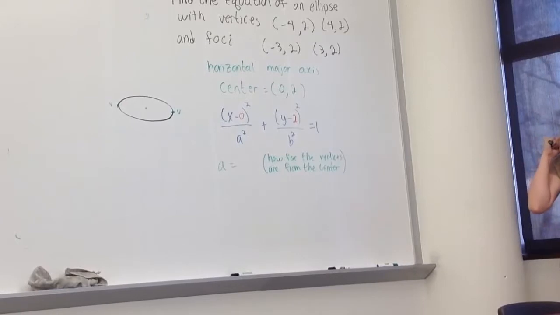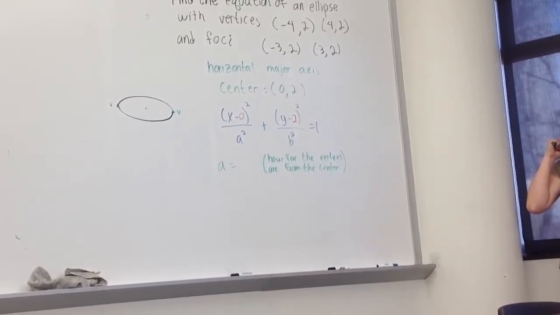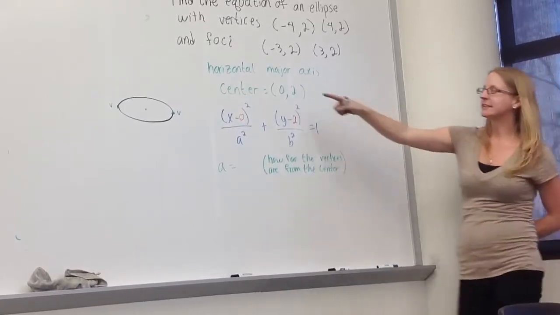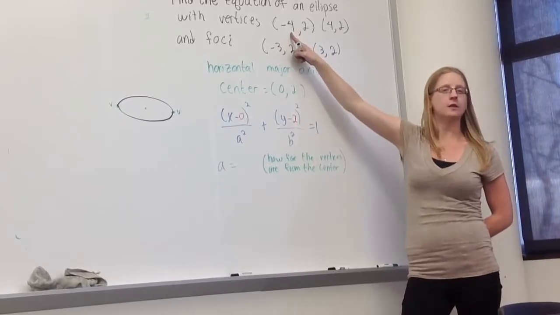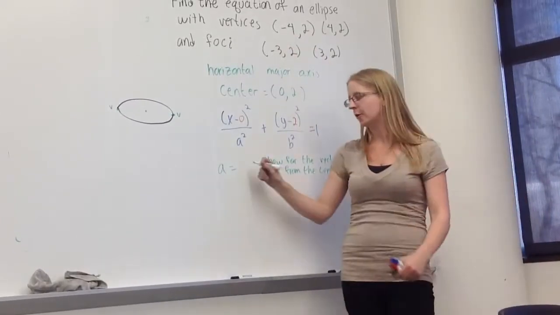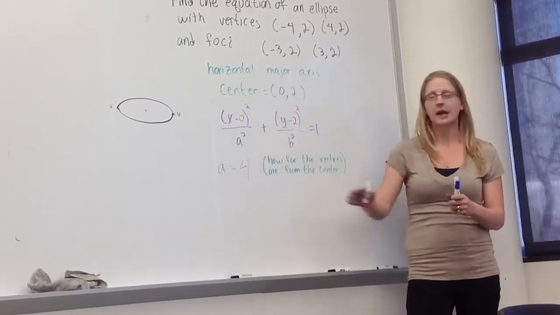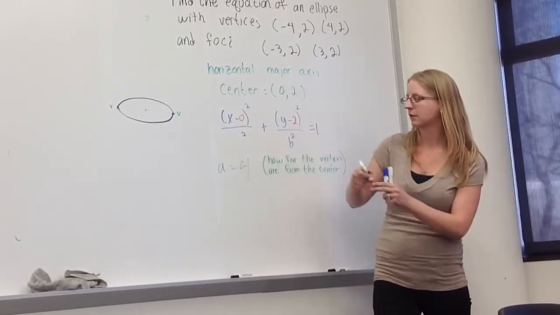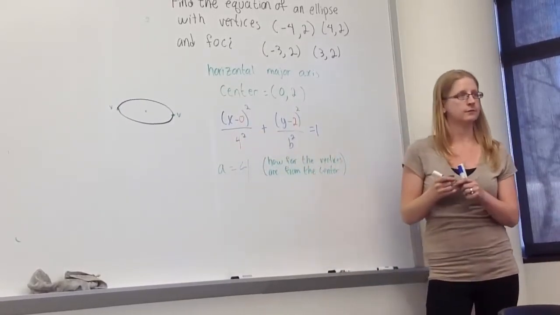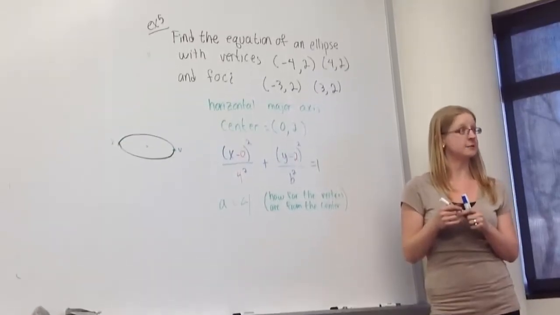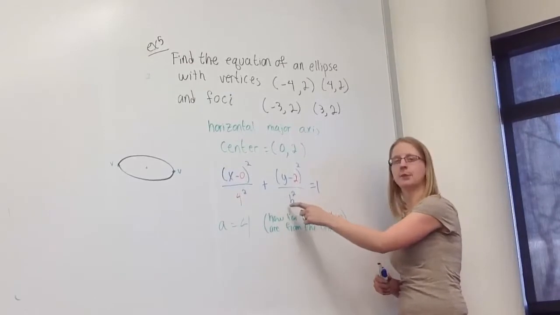A is how far away from the center. It's not 2 or 4. This is my center. This is my vertex. It went 4 units away, right? Which is how I know my A is 4. Which is how I can now replace this a squared with 4 squared. That'll turn into a 16. You guys see that so far? So see how I almost got that entire equation? I'm only missing the b squared, right?